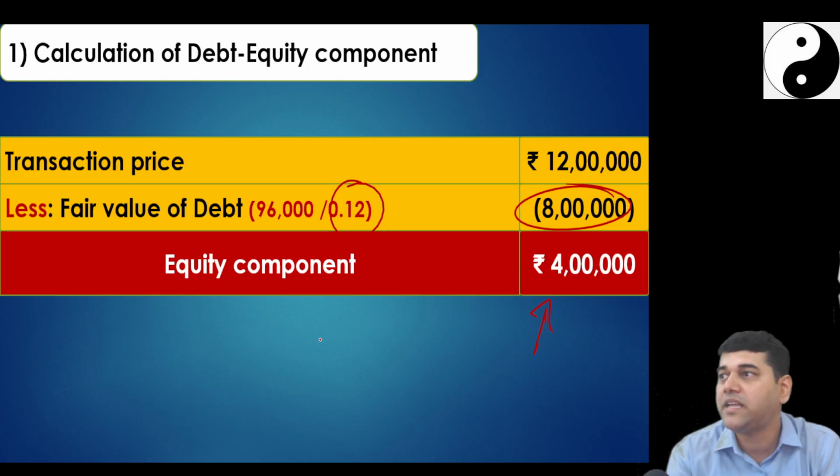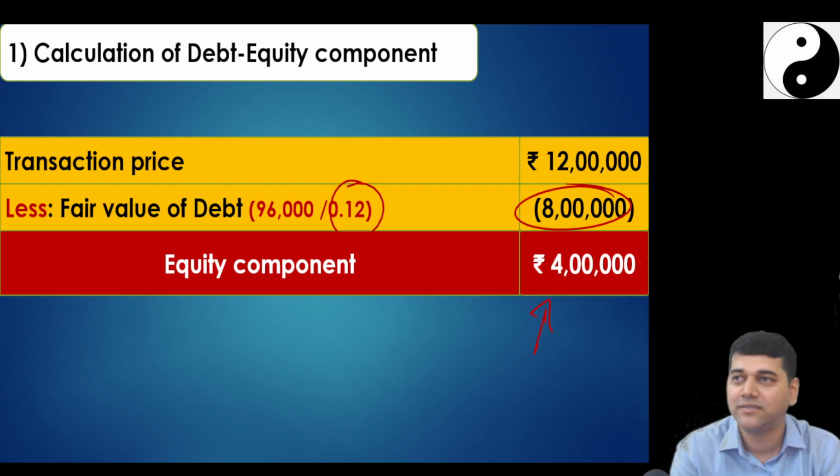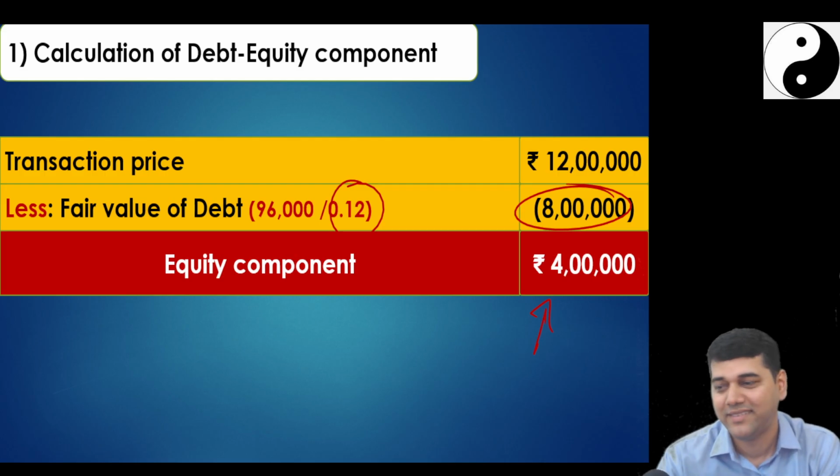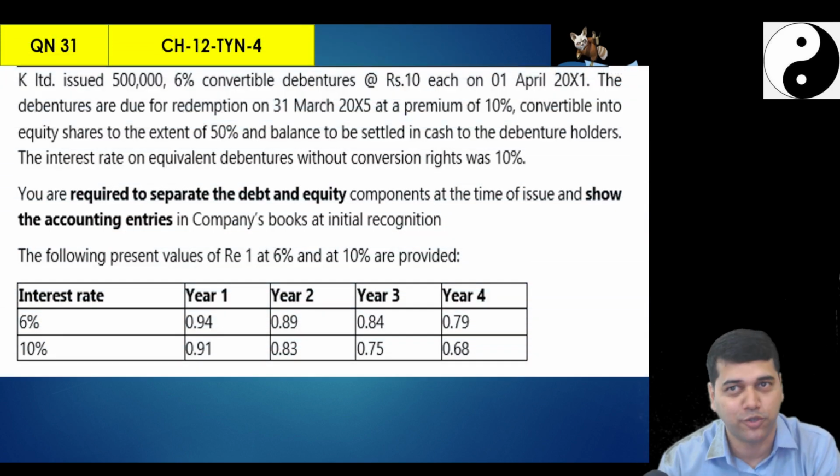He will pass an entry: financial asset account debit, discount or loss account debit, L1 input, P&L, to bank. Perfect. Entries are clear? Yes, we'll move on to the next question.